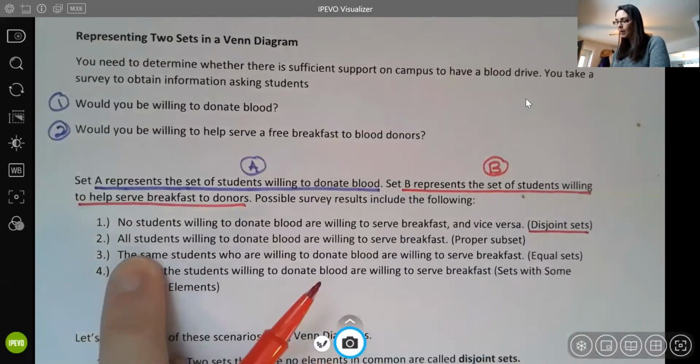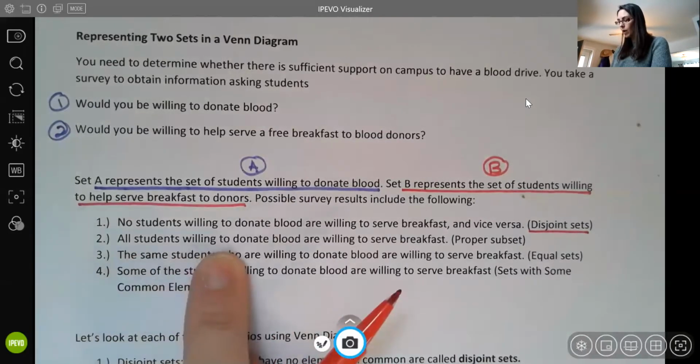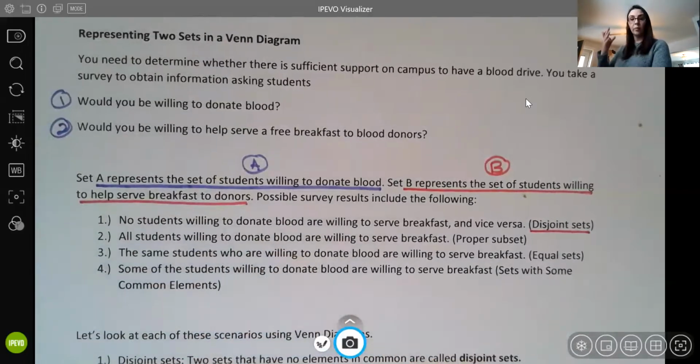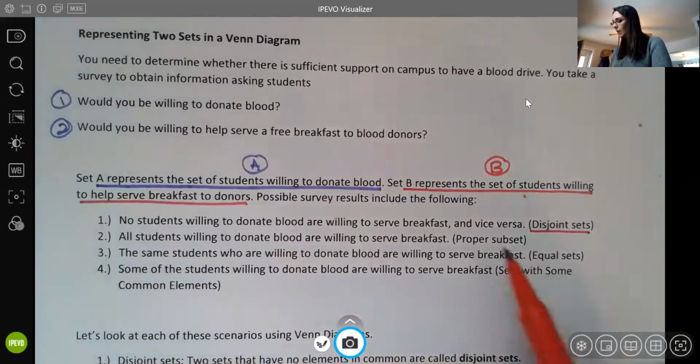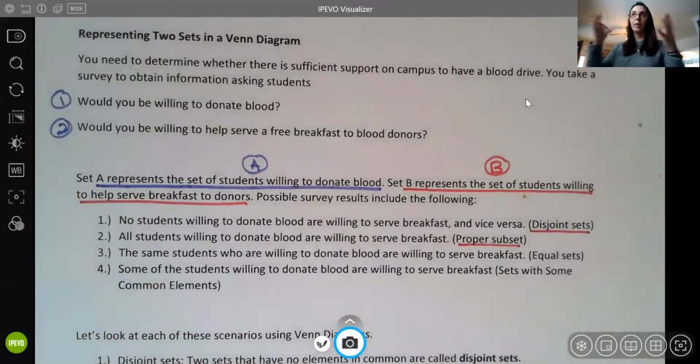The other thing that can happen is that all students who donate blood are also willing to serve breakfast. So everybody who's donating blood is also going to serve breakfast. So you have this proper subset where one is a subset of the other. Theoretically, you would assume that more people are going to volunteer to serve breakfast than just the people who donate blood. So it would be a proper subset.